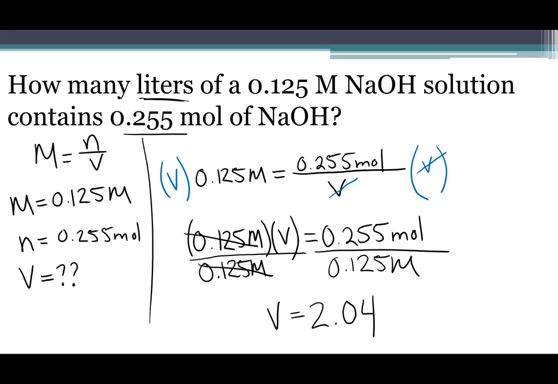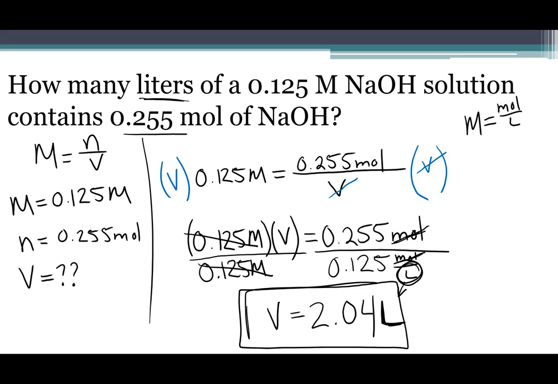Well, you can just remember that our units are liters, or we can derive the units. So remember, molarity can also be written as moles per liter. So let me explicitly write that out. Okay. Now we can follow our units. So moles on the top, moles on the bottom. We're left with the unit of liters, which is good news because we were solving for volume. Okay. So that is the answer to this problem.